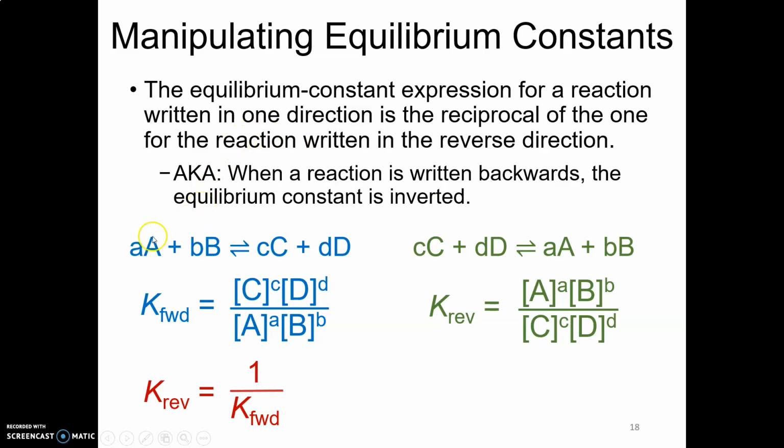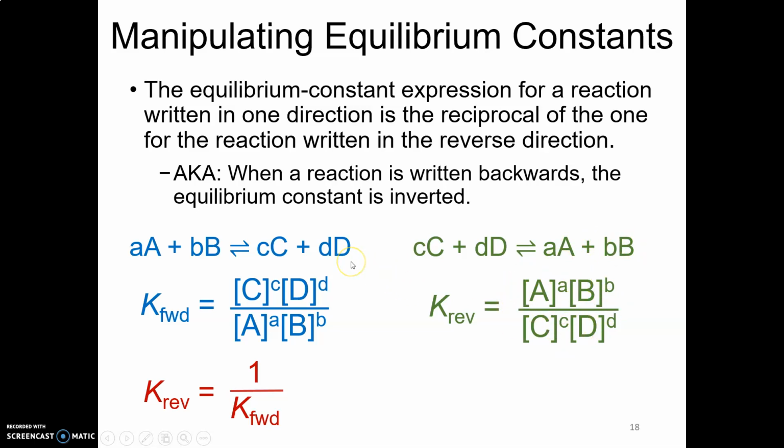All right, now let's look. So here we have A plus B goes to give me C plus D. It's an equilibrium. C and D divided by A and B. That's my K expression. Well, what if I flip that? If I flip it, now I have C and D going to make A and B. So I would have the concentrations A and B divided by C and D.